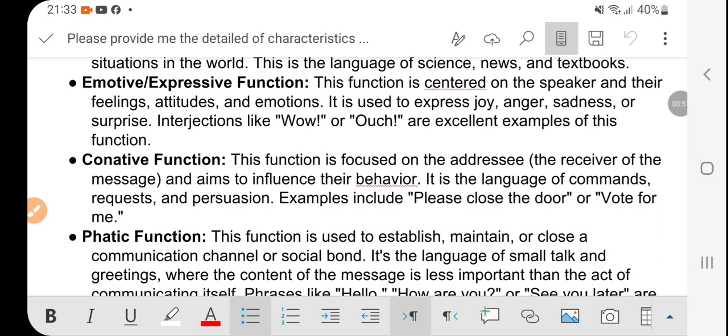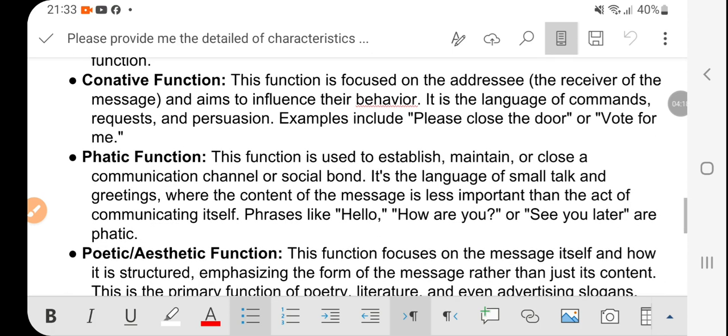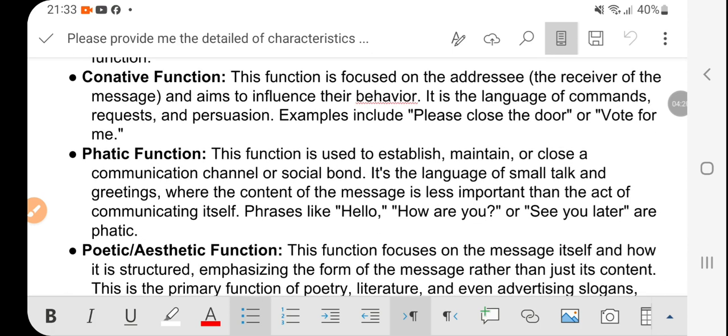So that is the interjection. It means a strong feeling, like an expression of surprise. So that is through language. We use different kinds of language. So another function is to express emotions, joy, anger, sadness, surprise through language. Then another function is conative function.